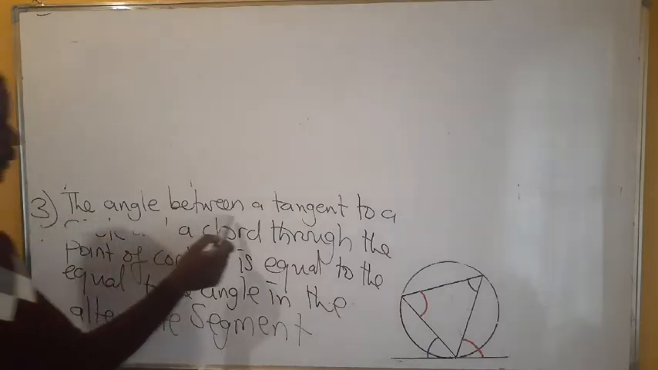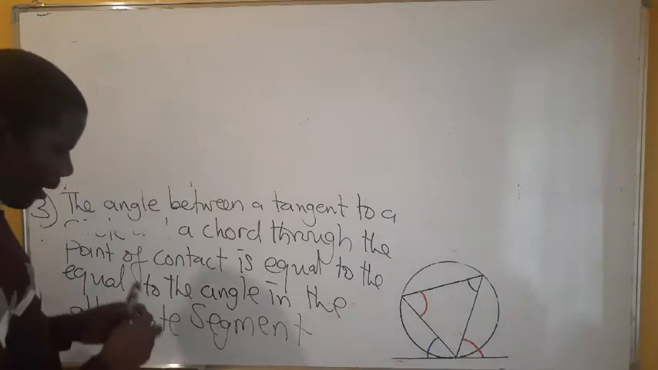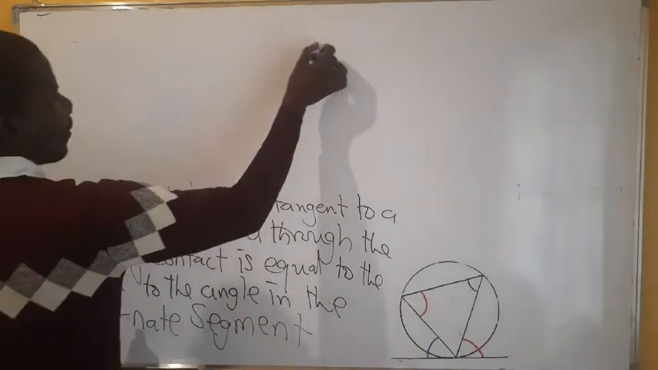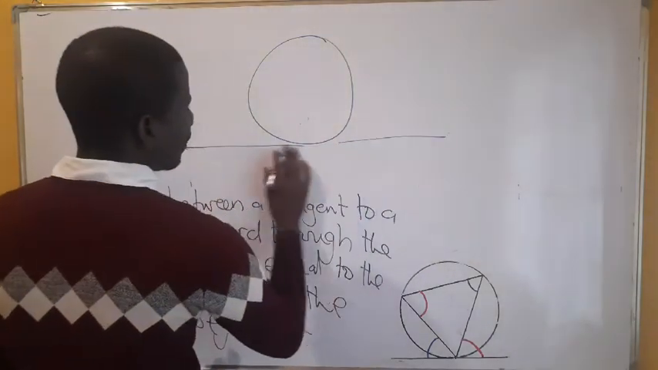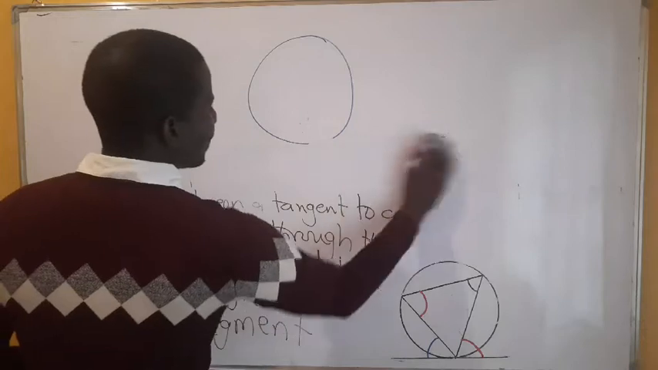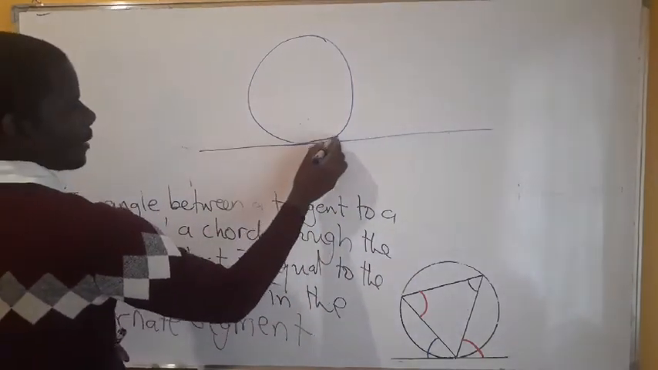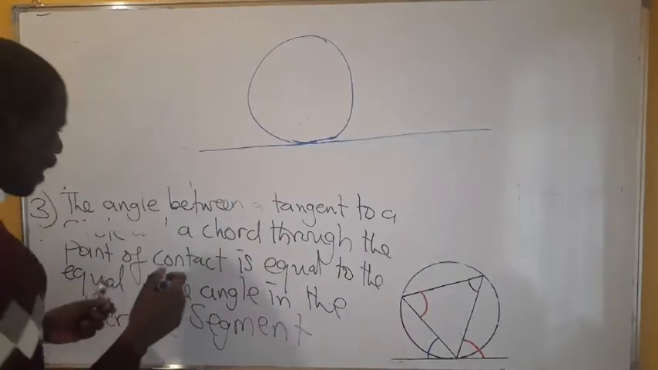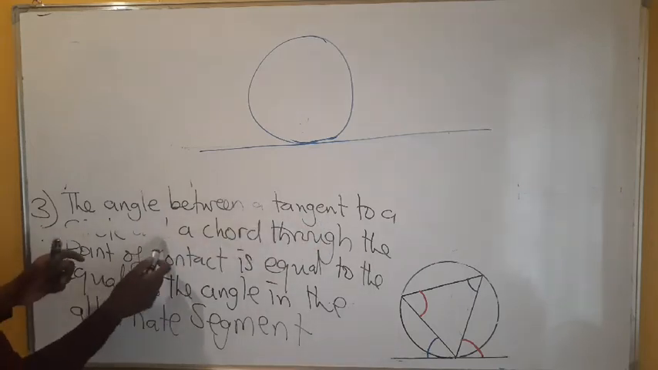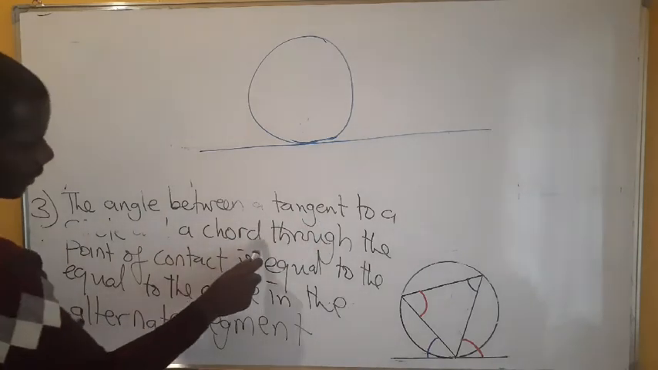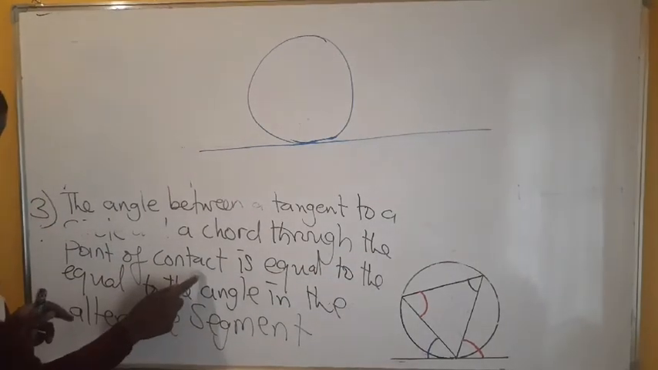The angle between a tangent. We have a circle here. Sorry. Say this is a tangent here. The angle between a tangent to a circle and a chord through the point of contact.